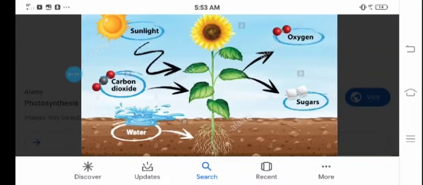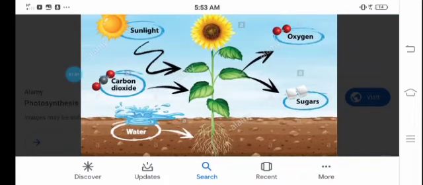As a result of that, glucose or food along with oxygen is also produced. The food produced will be utilized by the different parts of the plant. Oxygen will be released out, which is used for the respiration process by human beings.